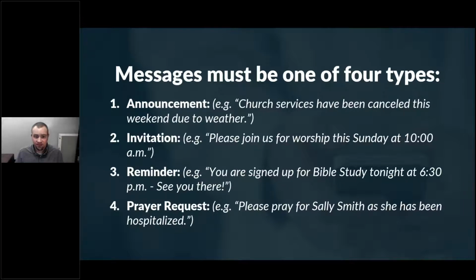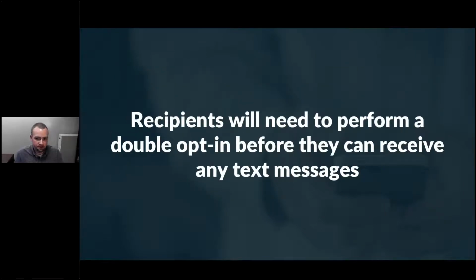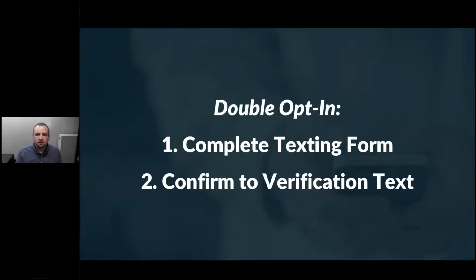Now the next part. This is the part that was most surprising, added the most level of complexity, and is probably going to require you to explain it some to your church. Recipients will need to perform a double opt-in before they can receive any text messages. Well, double opt-ins are confusing, and so we worked with the company to figure out, well, what does that mean? What are the best practices? So this is what we're going to do. Recipients will have to complete a texting form. They have to have some kind of offline, shouldn't say offline, but some sort of non-texting opt-in, and then they have to have a texting opt-in.